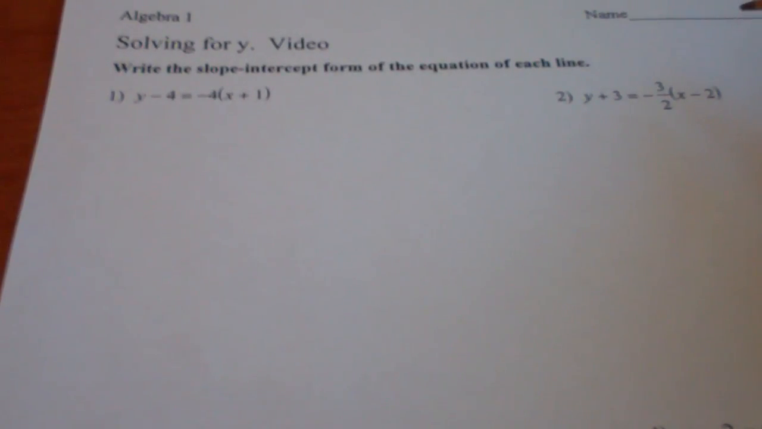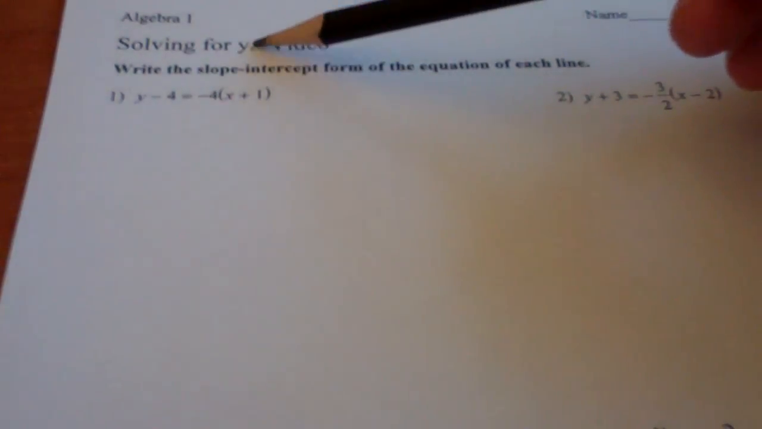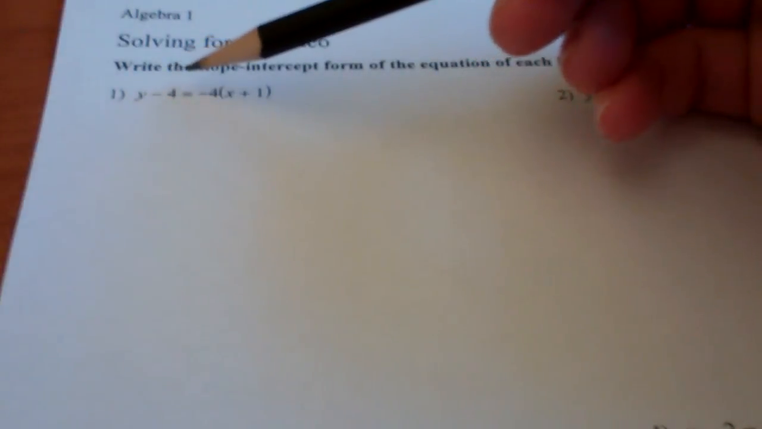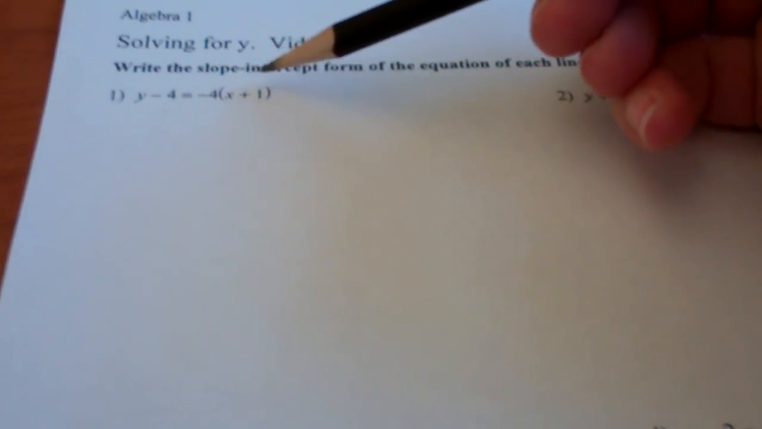Today we're going to be writing the slope-intercept form of the equation of each line, or solving for y. We did this yesterday on your class notes, and I'm going to be going through it again in case you missed it. So we have y minus 4 equals negative 4 times the quantity x plus 1.